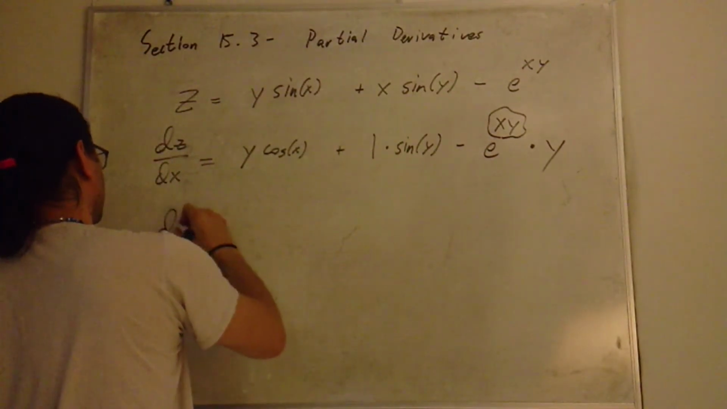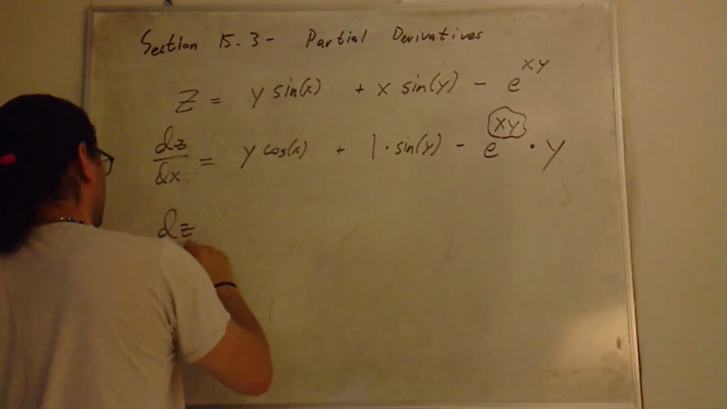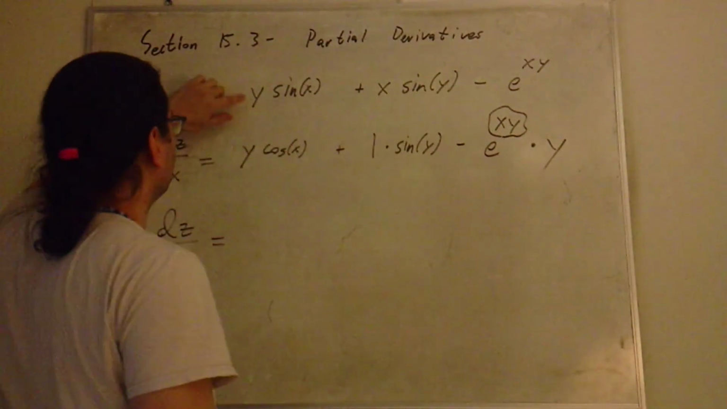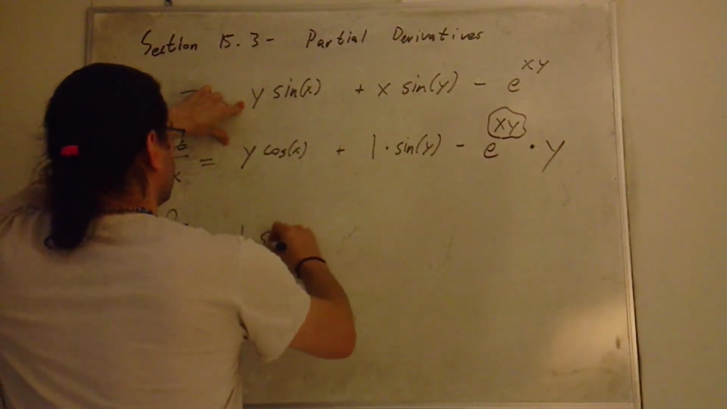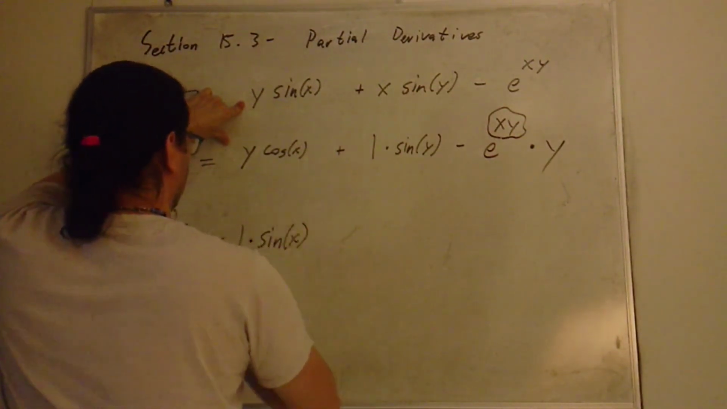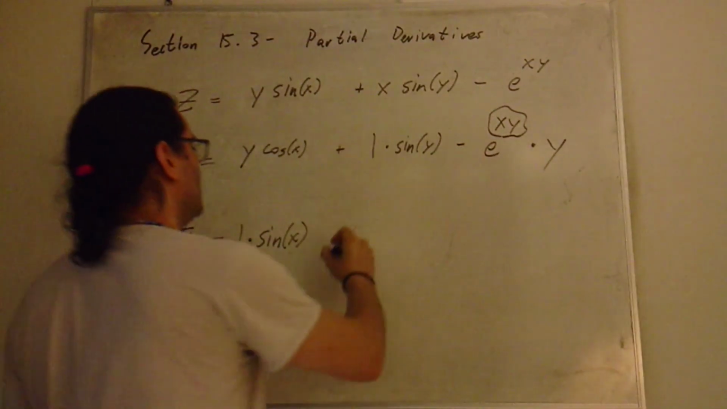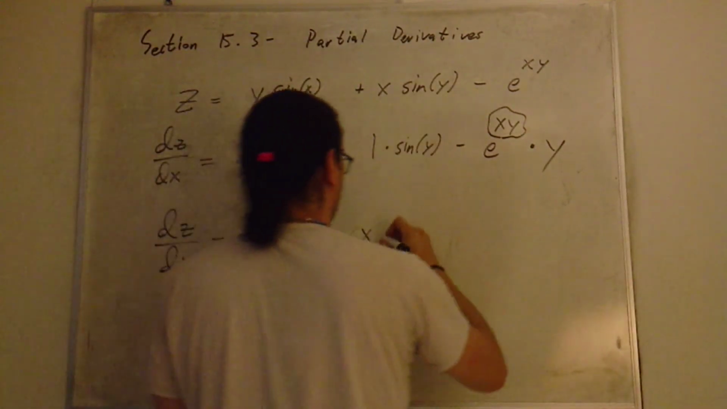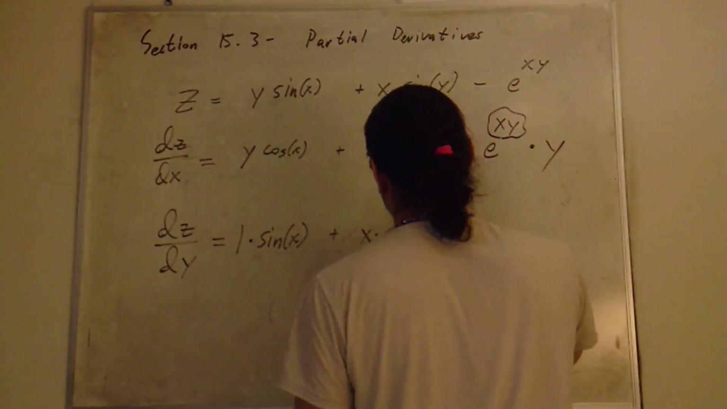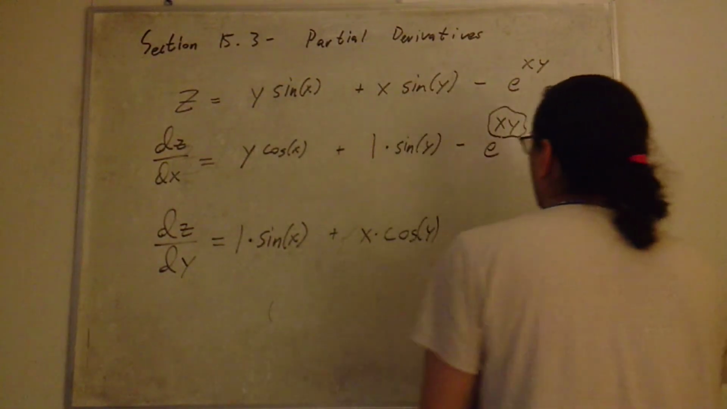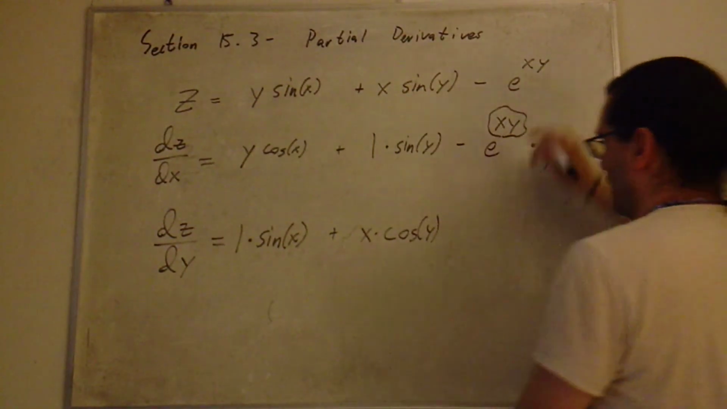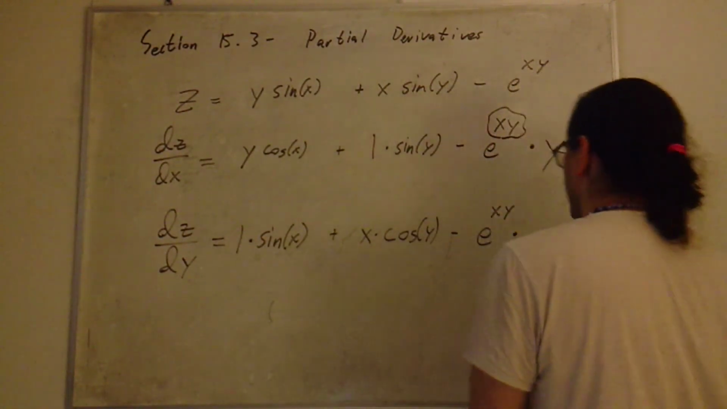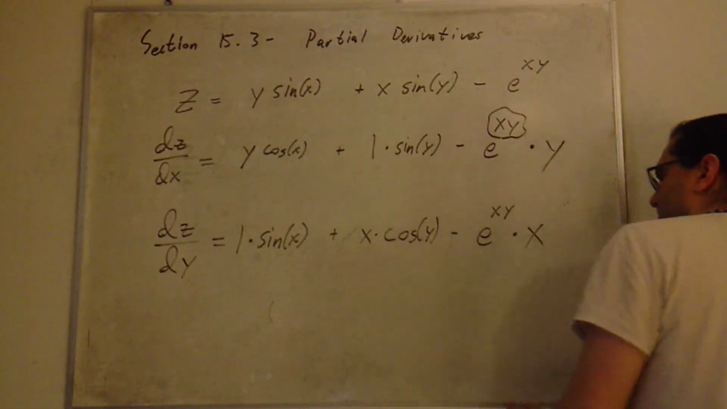So let's do the derivative of z with respect to y. Derivative of y is going to be 1. Sine of x is going to be the coefficient, so that'll hang out. Here x is going to be like the coefficient, so that's going to hang out, and the derivative of sine y is cosine y. The derivative of e to the xy is still going to be e to the xy times the derivative of the inside, which in this case is just x.